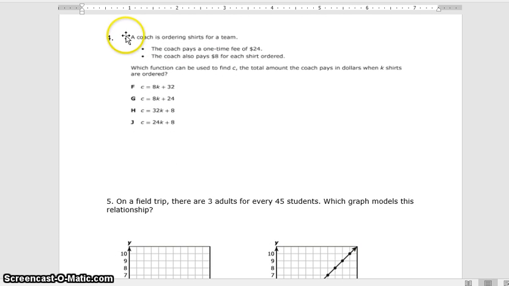Number 4. A coach is ordering shirts for a team. The coach pays a one-time fee of $24. The coach also pays $8 for each shirt ordered. Which function can be used to find C, the total cost the coach pays in dollars when K shirts are ordered? One-time fee of $24, pays $8 for each shirt ordered.